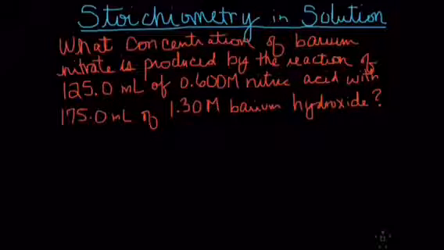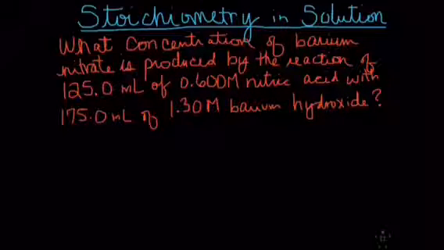So in this example problem, we're going to use the principles of stoichiometry, of mass balance, to figure out the amount of product that we make in solution when our two reactants start out in solution as well. The question is, what concentration of barium nitrate is produced by the reaction of 125 milliliters of 0.6 molar nitric acid with 175 milliliters of 1.3 molar barium hydroxide?